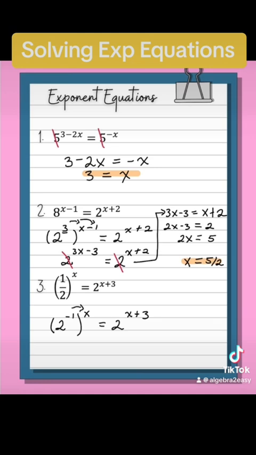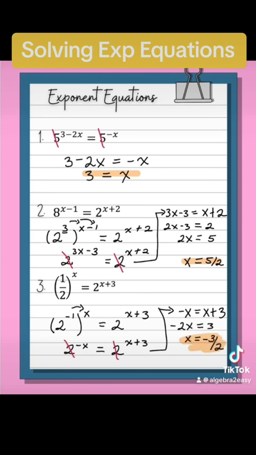Now, again, you have a power to a power, so you're going to multiply the negative 1 and the x. So I get 2 to the negative x power is equal to 2 to the x plus 3 power. Now that the base values are the same, I can drop those away, and I can solve by setting the exponents equal to each other. I'm going to subtract x on both sides. I get negative 2x is equal to 3, and then x is going to be equal to negative 3 halves. And there you go.